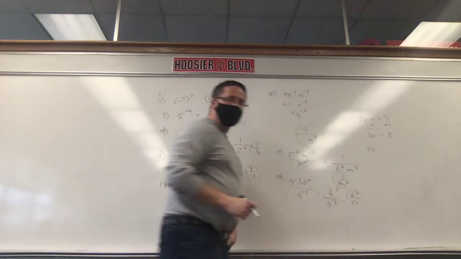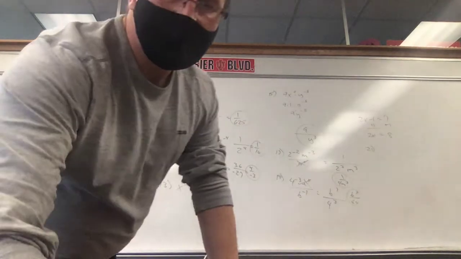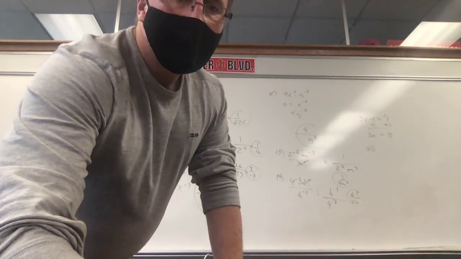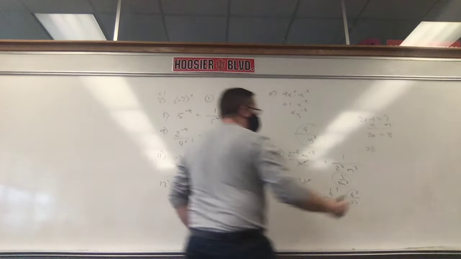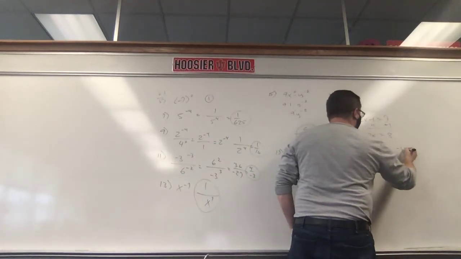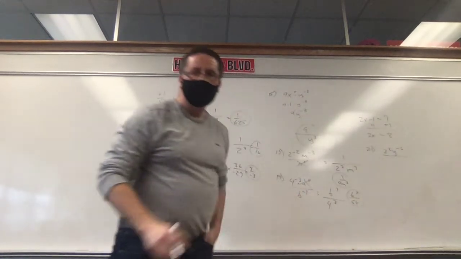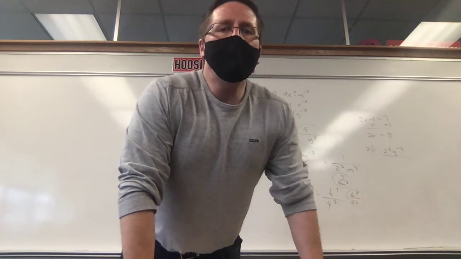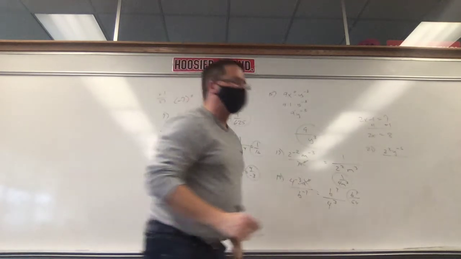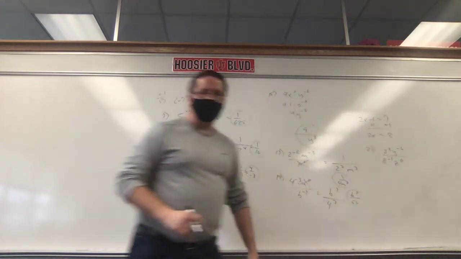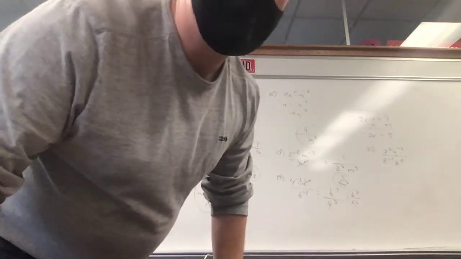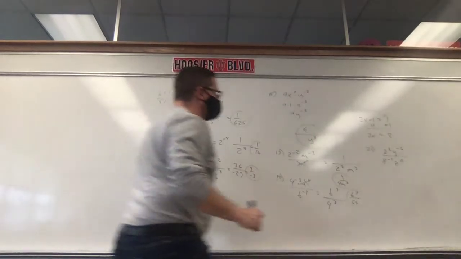21, last one I think for today. 21, last one. 2 squared, y to the negative 6, over 8 to the negative 1, z to the 0. I think that's what it says. That's a z. I put lines through them so they don't look like 2's. x to the negative 7.